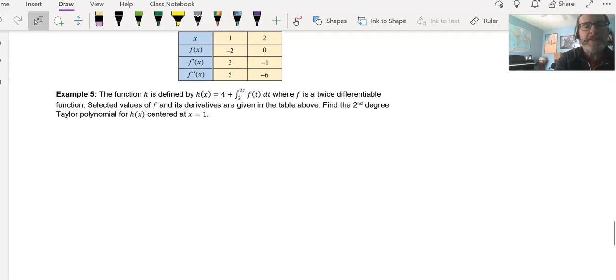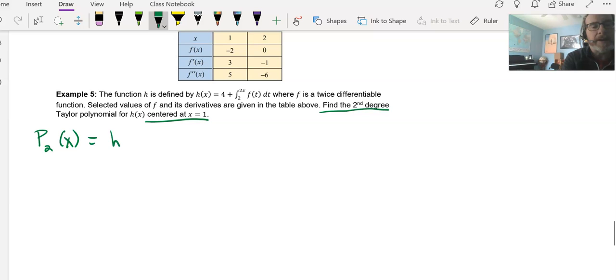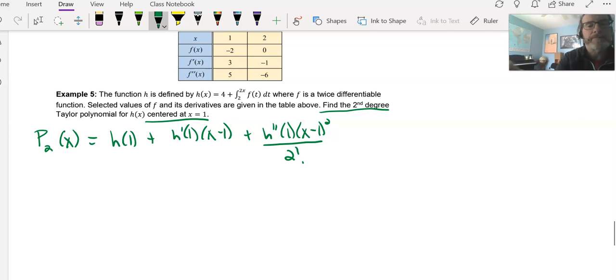They would like us to find the second degree Taylor polynomial centered at x equals 1. So in this case, they're looking for p of 2. And I want to do h of 1 plus h prime of 1 times x minus 1 plus h double prime of 1 times x minus 1 squared, all that over 2 factorial.